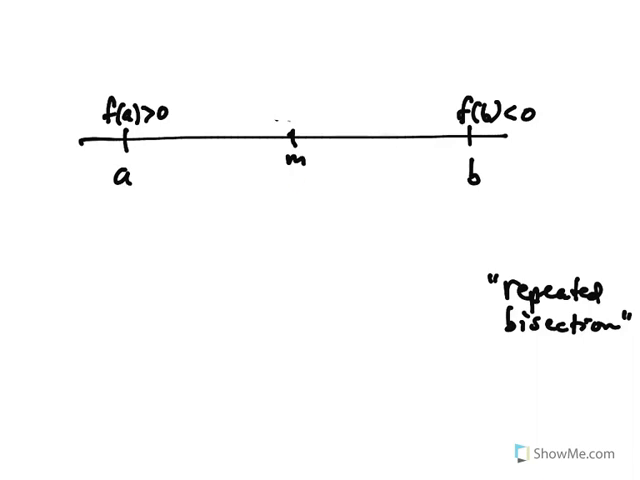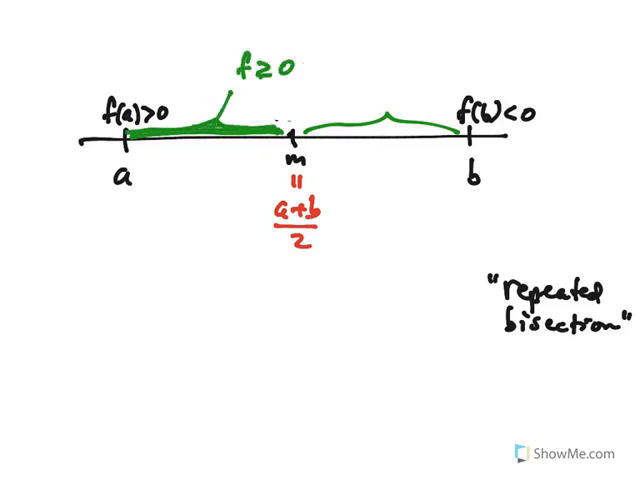You look at the midpoint m, so that's like (a+b)/2, and you look at the two halves. Now there are two cases that can happen. Either the function f is non-negative on that entire half-interval, meaning every point of that interval, the function is greater than or equal to 0.